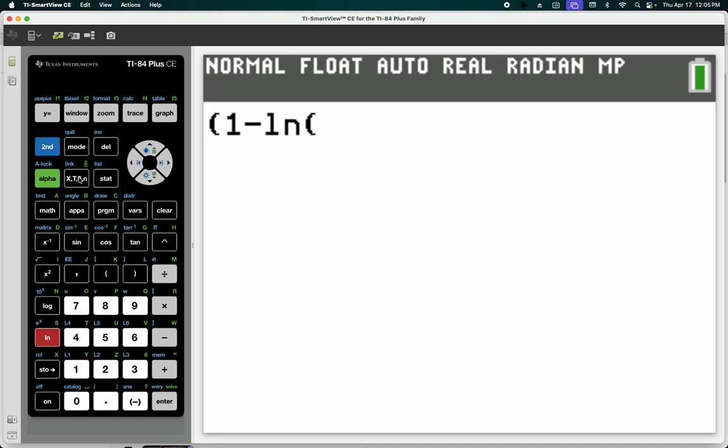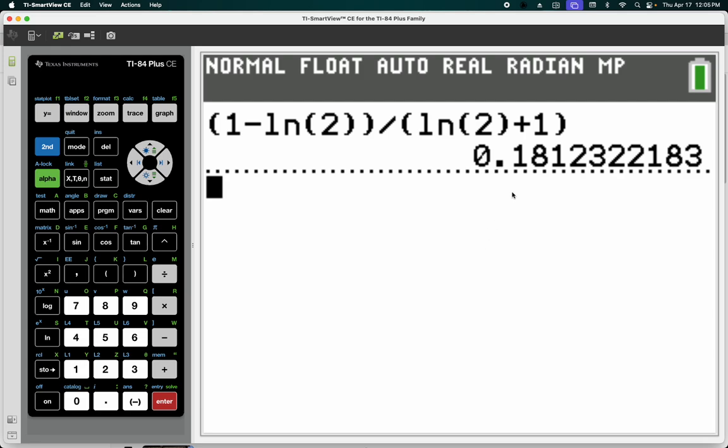2. Of 2. Parentheses, divided by parentheses, natural log 2 of 2, and then parentheses. Okay, there you go. Plus 1, parentheses.